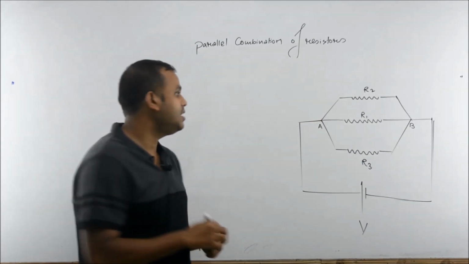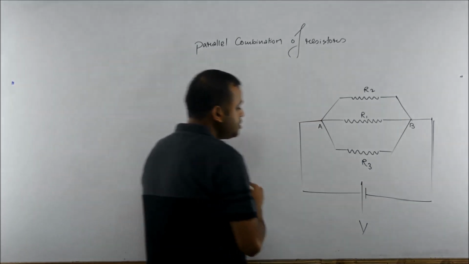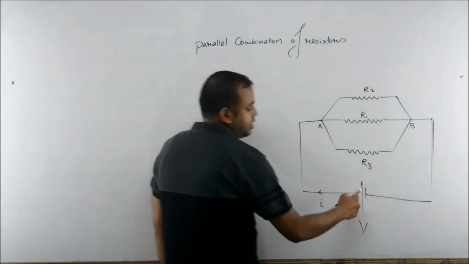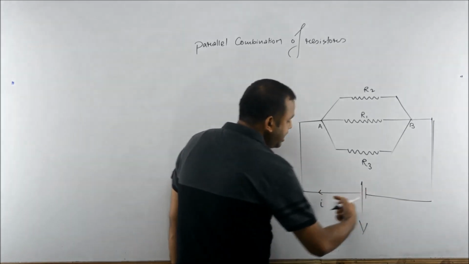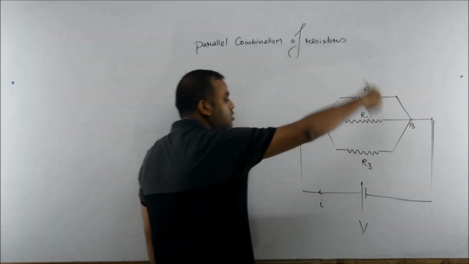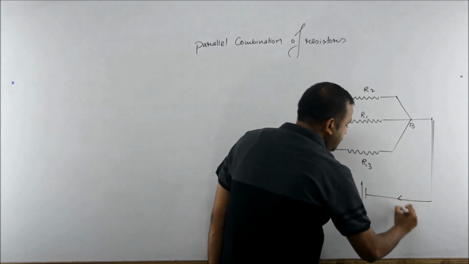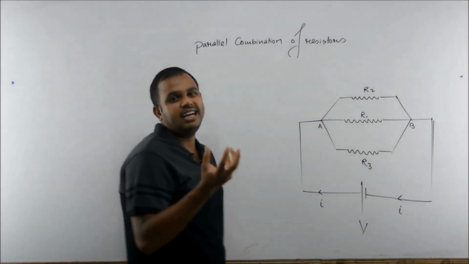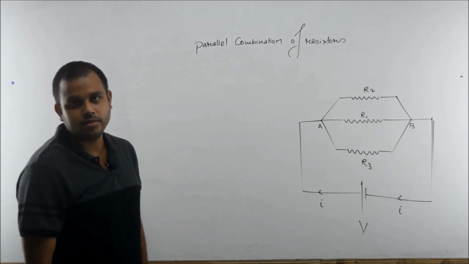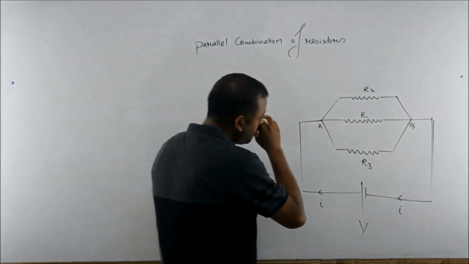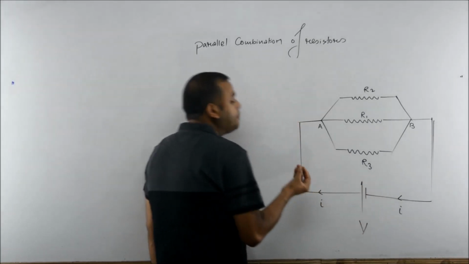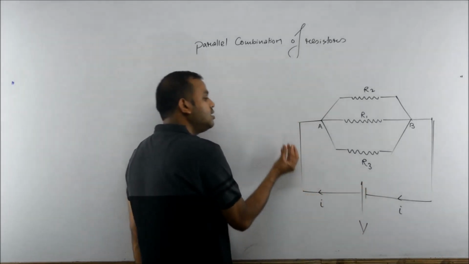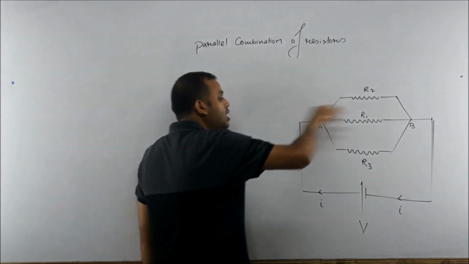Clear? Now students, let us suppose that I current is flowing through the combination. So obviously again I will come. Now what is I? It's current. And what is current? It's basically the flow of charges. So now if you simply apply your logic, clearly you can see that if I is coming like this, the same I cannot go through R1, R2 and R3.